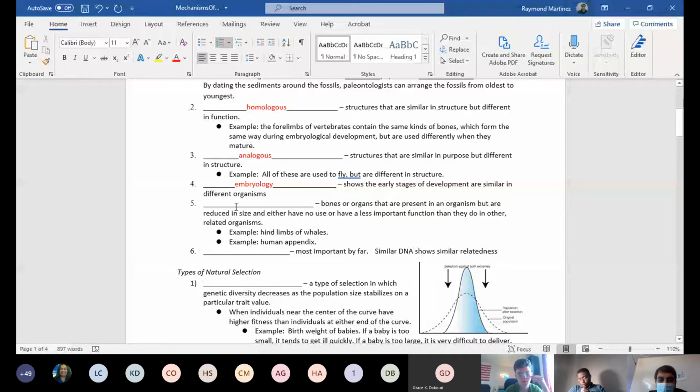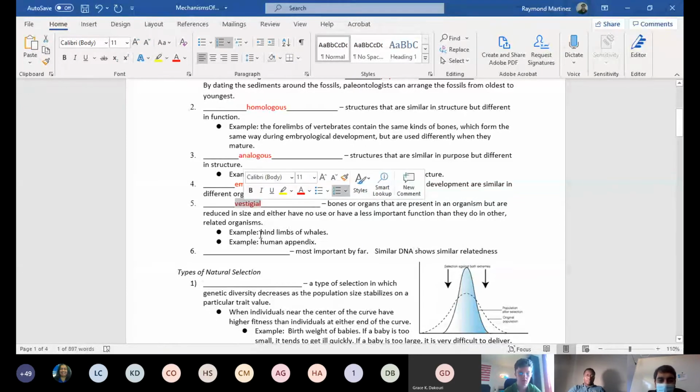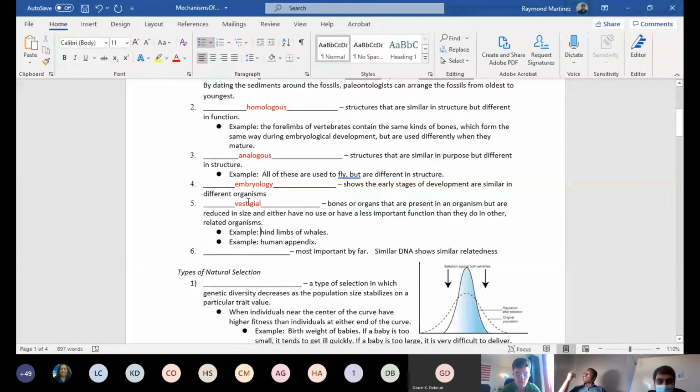And I know everybody knows this one. Organs that are present in an organism but are reduced in size and either have no use or have less important function than they do in other related organisms. Vestigial structures. Yeah, vestigial. I guarantee you are going to see a vestigial question on the STAR. Not necessarily going to be the appendix, but vestigial has always appeared on every STAR I've ever taken.